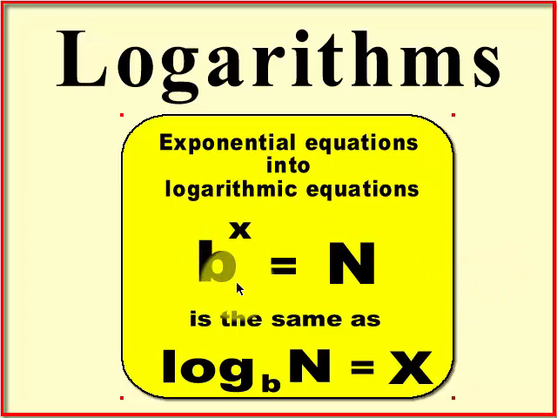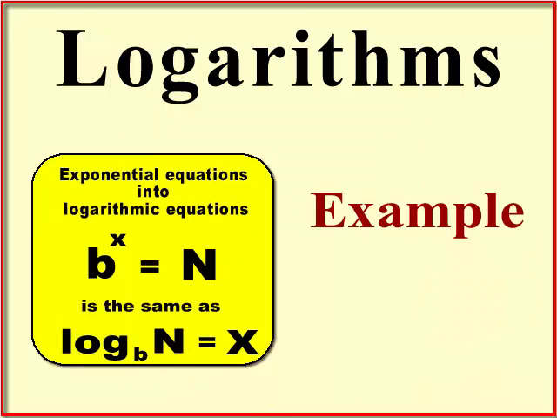This b to the x equals n is an exponential equation, right? Base b, x is the exponent, and n is what I call the target number. It is exactly the same as log base b of the target number equals x. I'll say that again. b to the x equals n is exactly the same as logarithm base b of n equals x. So memorize this transformation formula from exponential equations into logarithmic equations, and that'll give you the power to solve about half of the problems that we're going to be going through here.